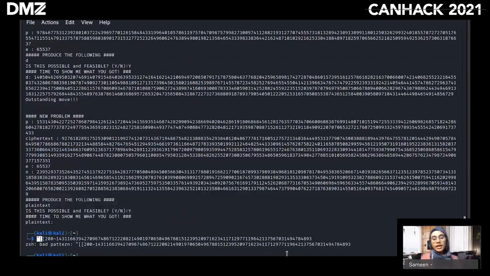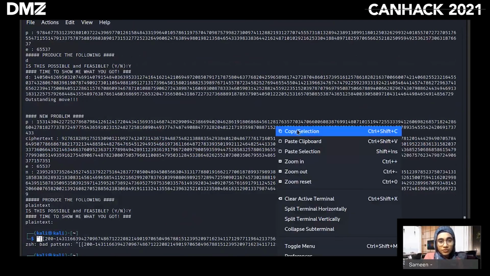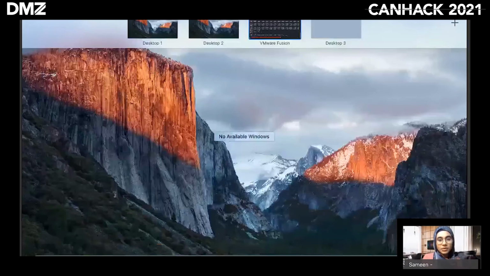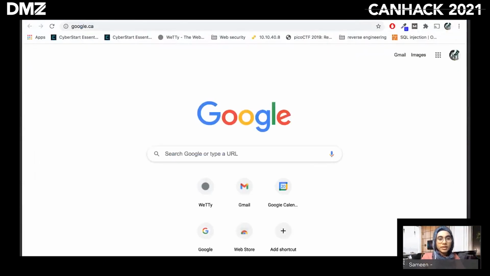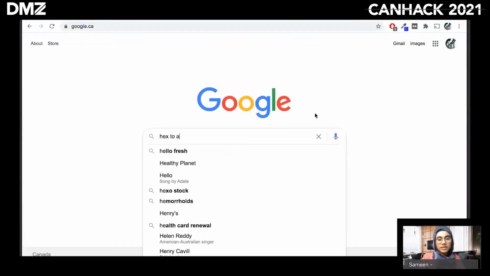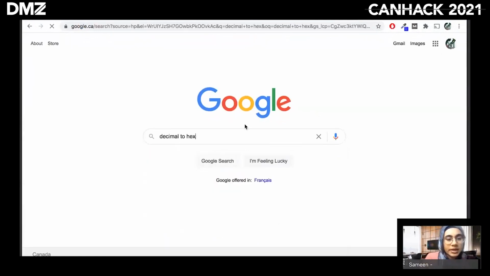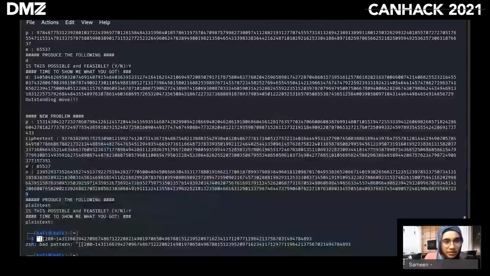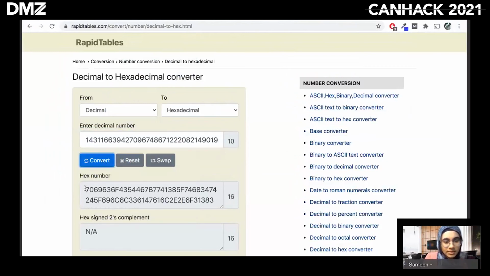That's the final. And it's going to ask you in the end to decrypt this value, to convert this value from hex to ASCII to get the flag. So let's go back into right here. We go to Google, and we're gonna go hex to ASCII. Sorry, decimal to hex first, that's a decimal number. And then we're gonna convert that, copy and paste that into here, convert, and that's our hex number.